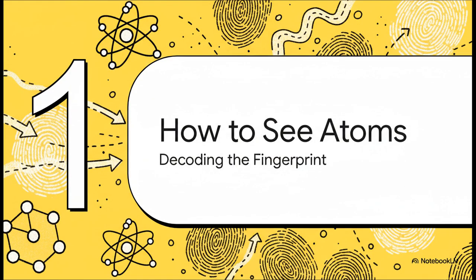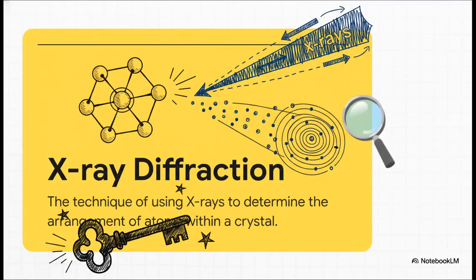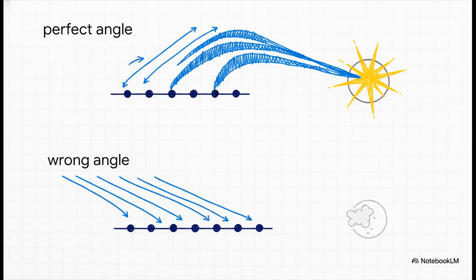Decoding these atomic fingerprints all starts with this incredibly powerful technique that completely changed materials science. And that technique is called X-ray diffraction. At its heart, this is our master key. It's the whole process of using these high-energy X-rays to peek inside a material and uncover that beautiful, orderly arrangement of atoms hidden within.